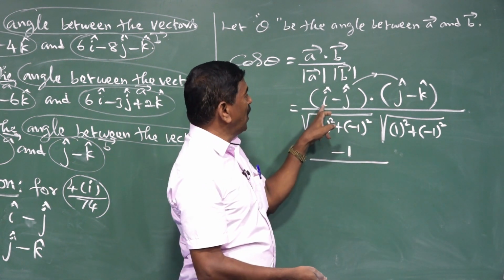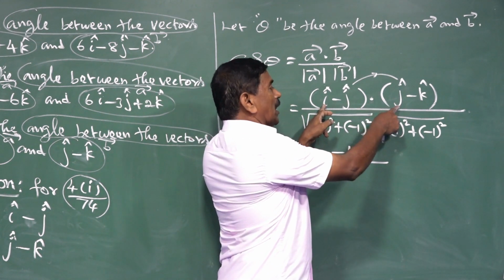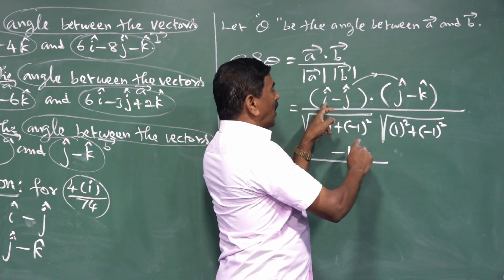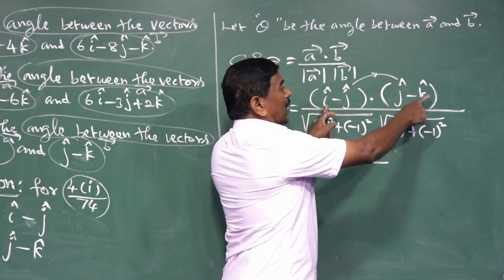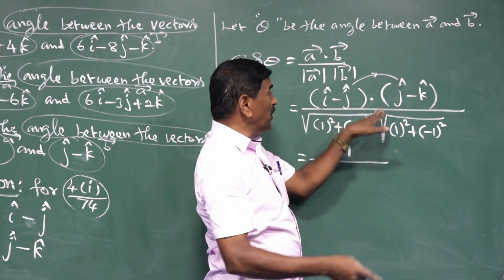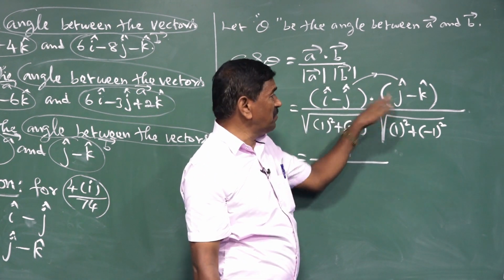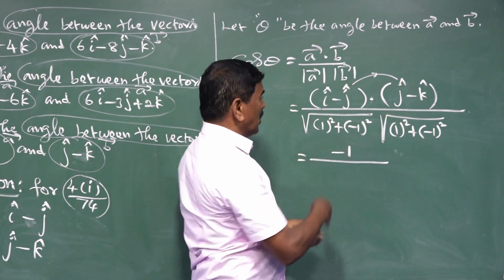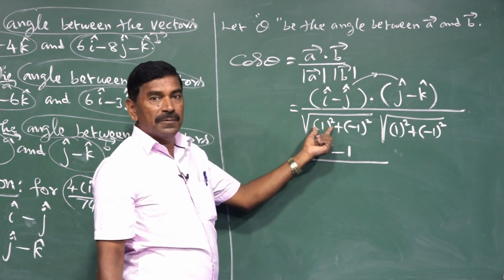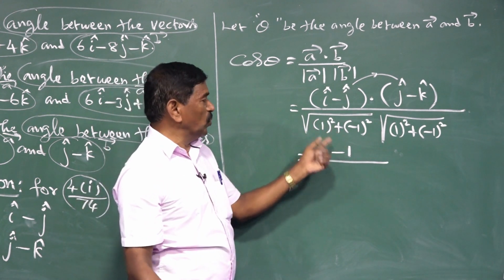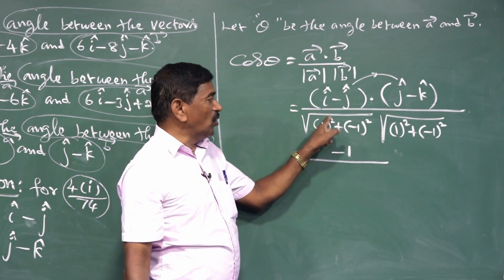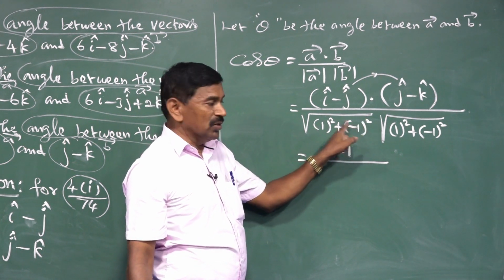So listen, i cap dot j cap is 0 and i cap dot k cap is 0. So for different unit vectors the dot product becomes 0, and only the same vector's dot product exists. Okay, come to the denominator. What is the answer? Very good, root 2, because 1 squared plus minus 1 the whole squared equals 1, so 1 plus 1 is 2.